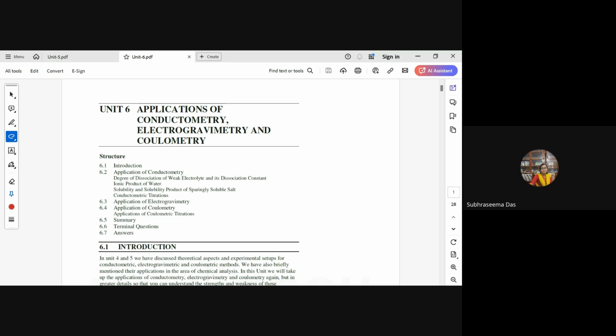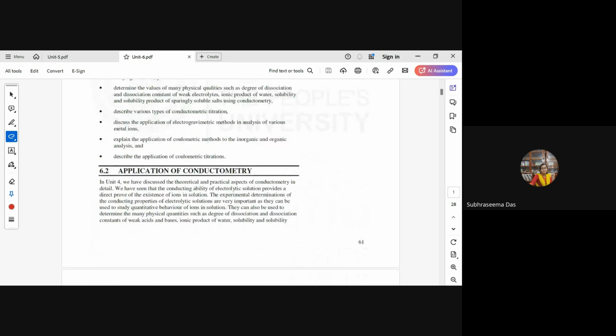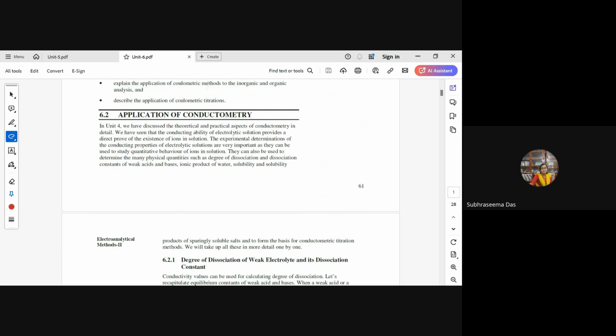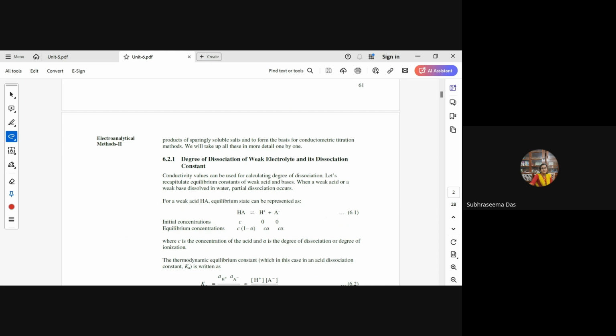So now coming to Unit 6, which deals with the applications of conductometry, electrogravimetry, and coulometry. In this unit, we will talk about the various applications that we have discussed before. So we'll discuss in detail the applications that we have come across.